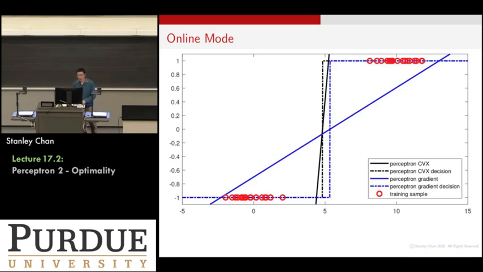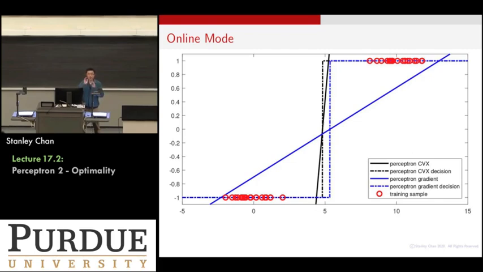So that's the online mode. Online mode says that I'm going to work one at a time. See, one at a time. Now, running the online mode, it's possible that you can make 2 updates at a time.